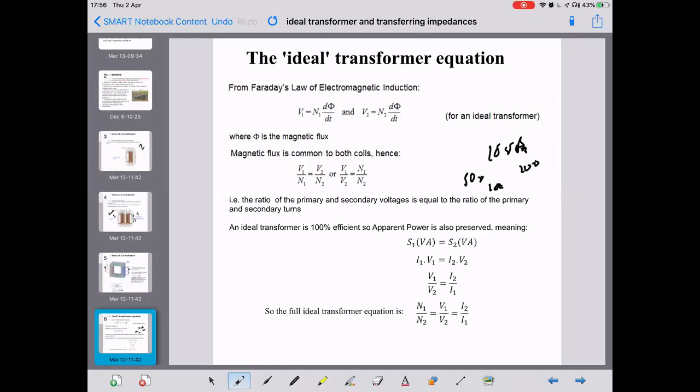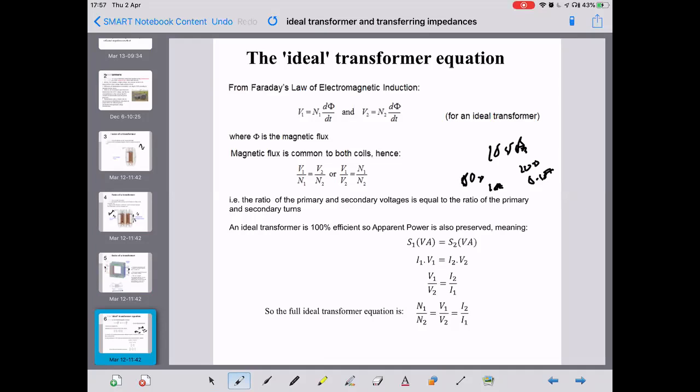how many amps would that be? To get 10 VA, that'd be 0.1 amps. Do you see what I mean? 0.1 times 100 is 10, 1 times 10 is 10. So if you step up voltage, you must step down current and vice versa. Okay?